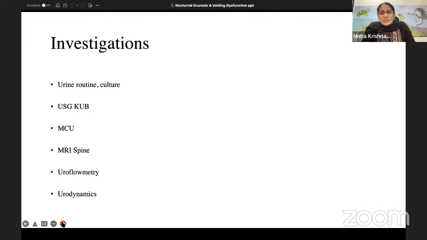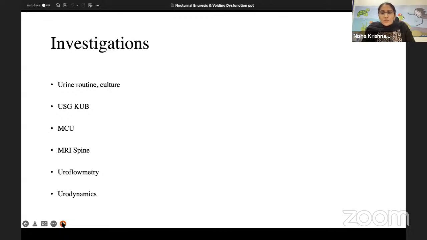Also, investigations like the MRI of the spine will help us understand if there are some spinal dysraphisms which may be contributing to these kinds of bladder issues. The other group of investigations includes uroflowmetry and urodynamics. In uroflowmetry, we look at the flow rates, we look at the maximum voided volume, and we see the time at which the child has voided that much volume.